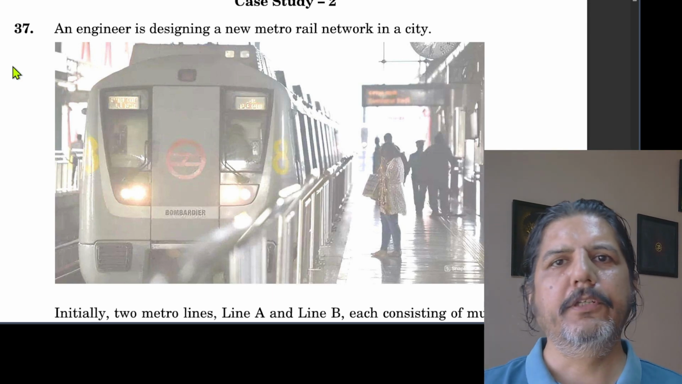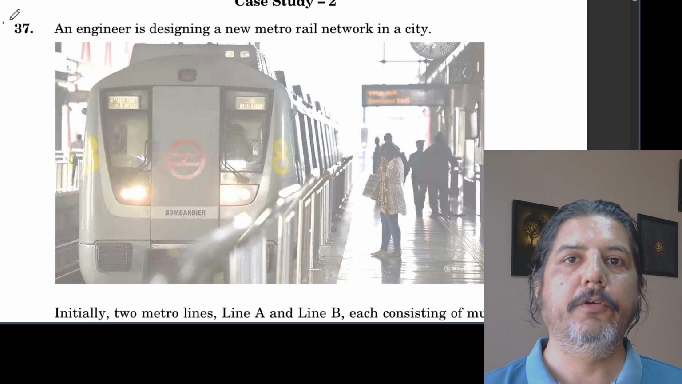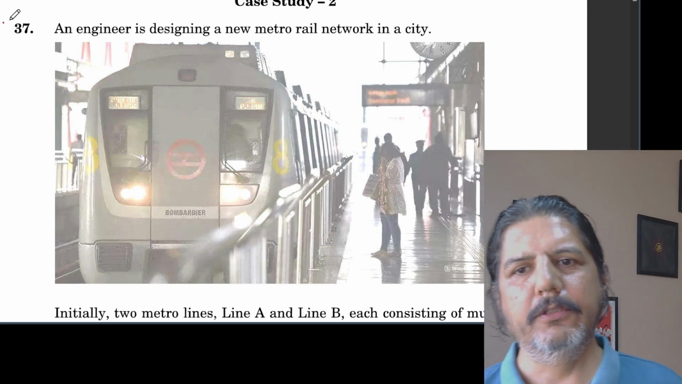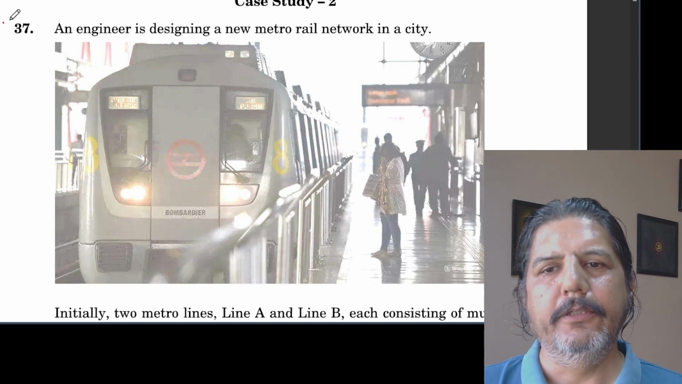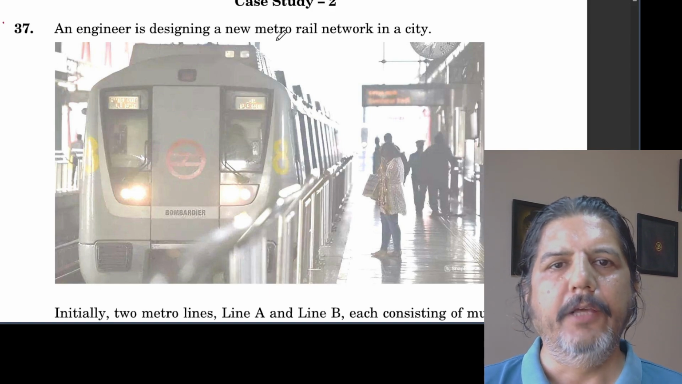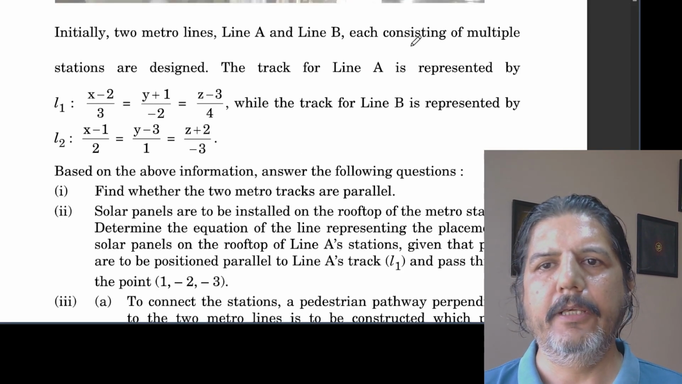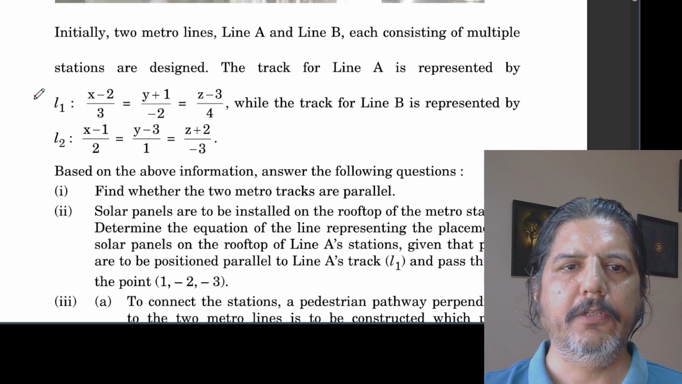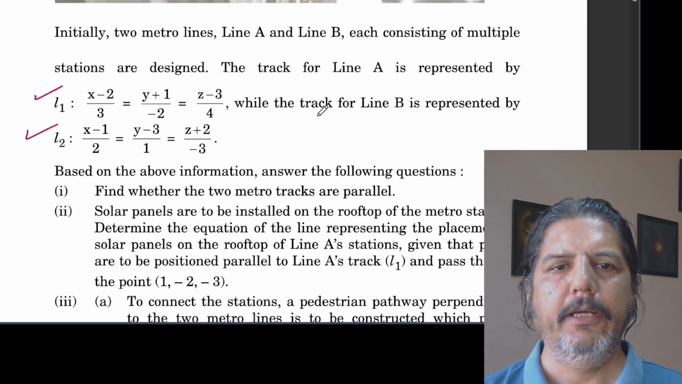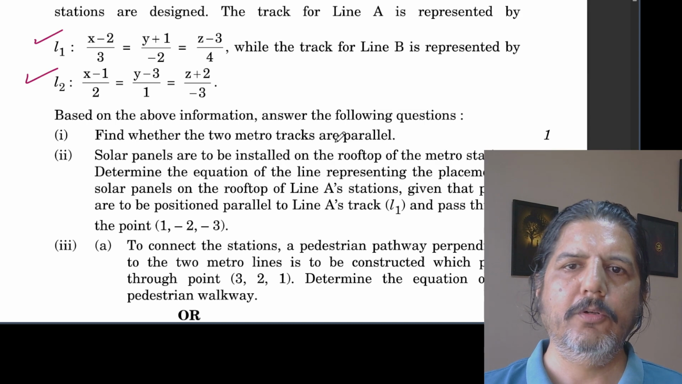So let's start with this metro question. I like this question because a lot of concepts are being used in it. We'll do this and you'll understand why this is a beautiful question. An engineer designed a metro rail network in a city. Initially, two metro lines A, B, each consisting of multiple stations, are designed. So this is line A, this is line B. And now the question being asked is, find whether the two metro tracks are parallel.